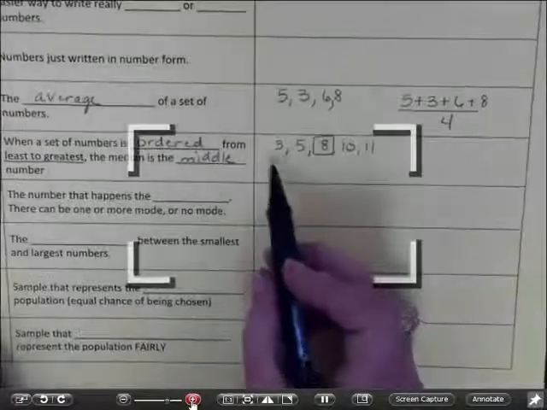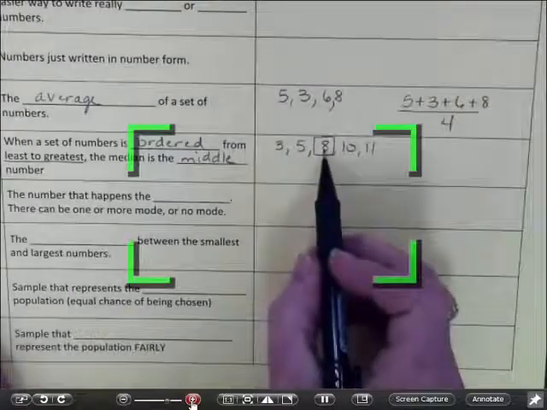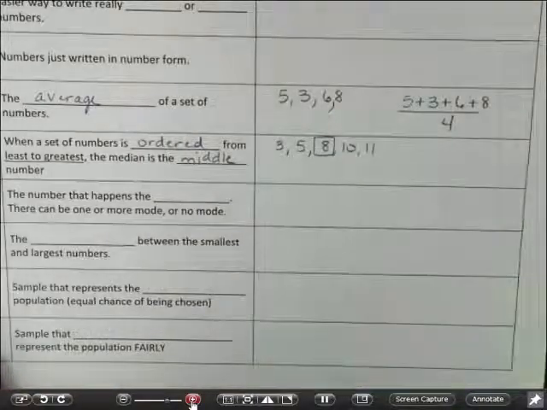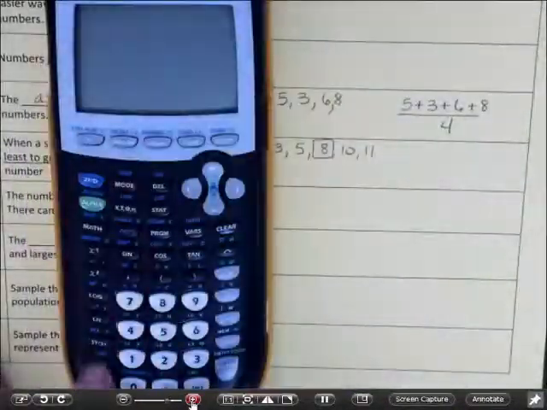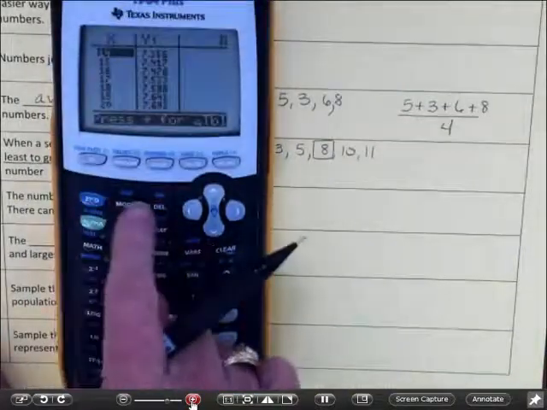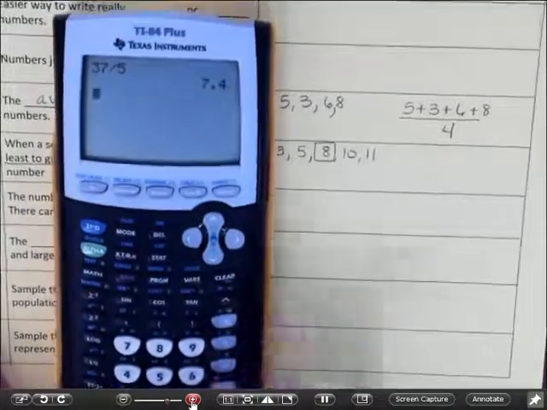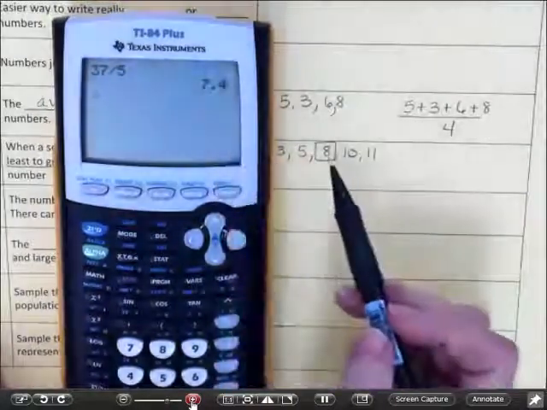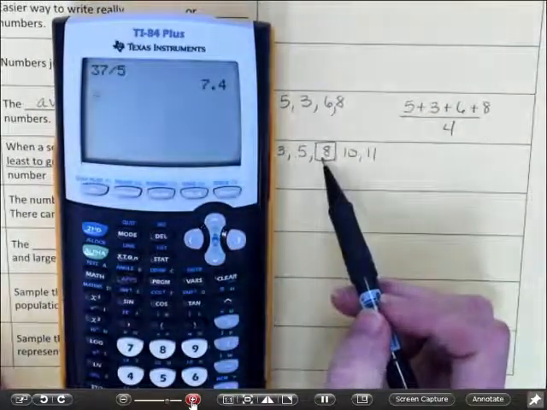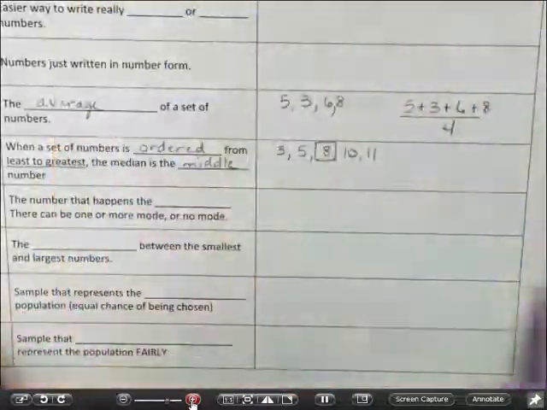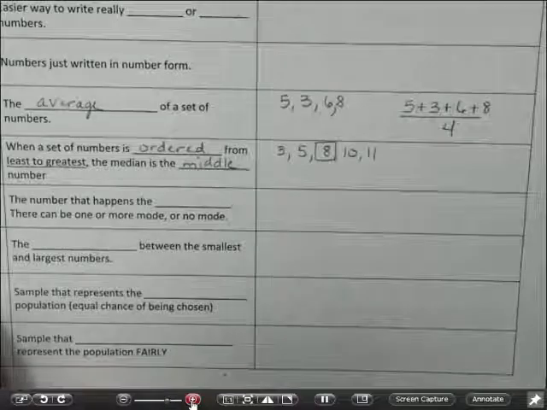Now, if we were to add those up, let's see, that's 8 plus 8, 16, 26, 37. And if I did 37 divided by 5, the average of that set of numbers is 7.4, the mean. But notice that the median is 8. So they're a little different numbers. You're not always going to get the same number when you do mean and median.